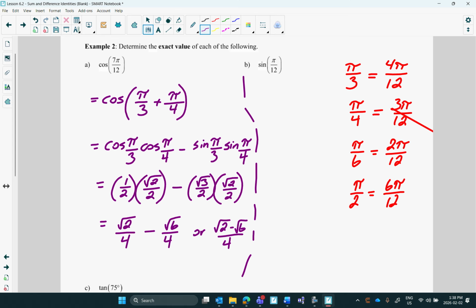Use the same angle twice? Yes, but that would get you 2 pi over 6, which is pi over 3, which we know how to do. Yeah, that's usually what happens if you use the same one. Okay, let's do this one. Let's do sine of pi over 4 minus pi over 6. Let's do that one.